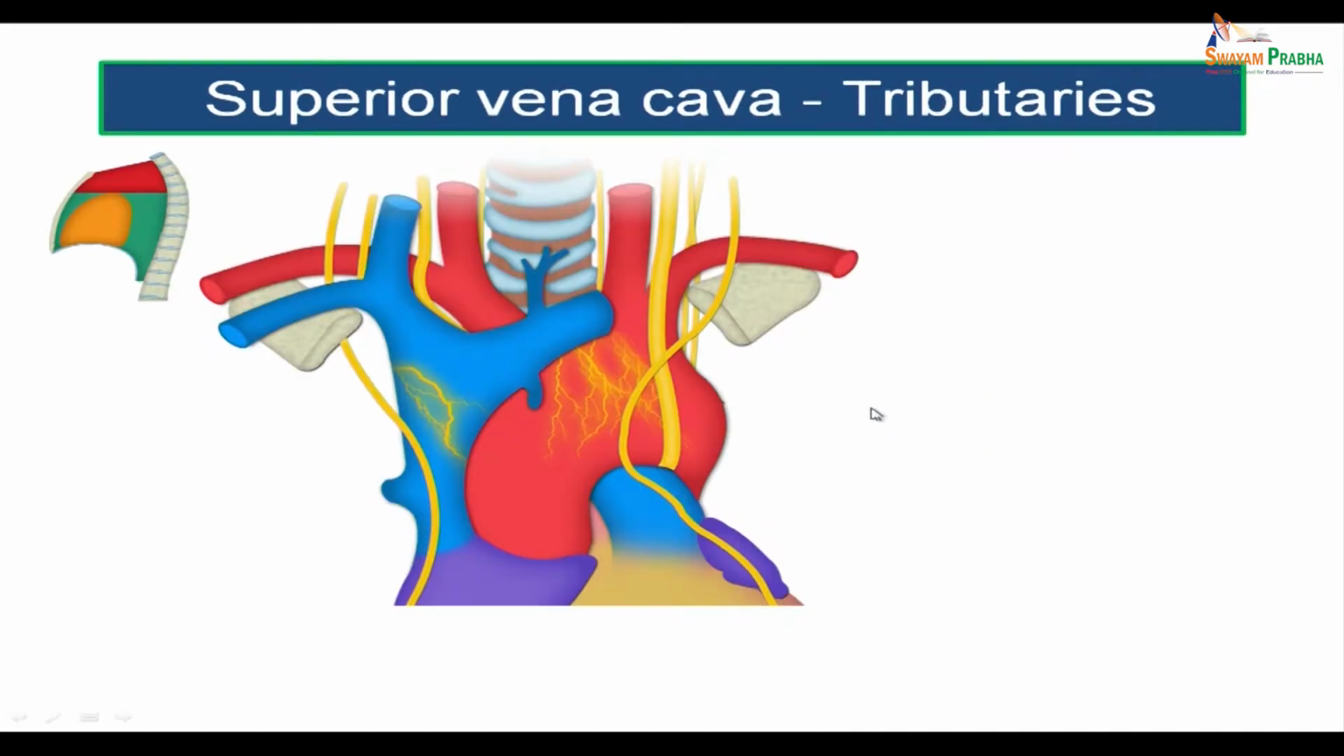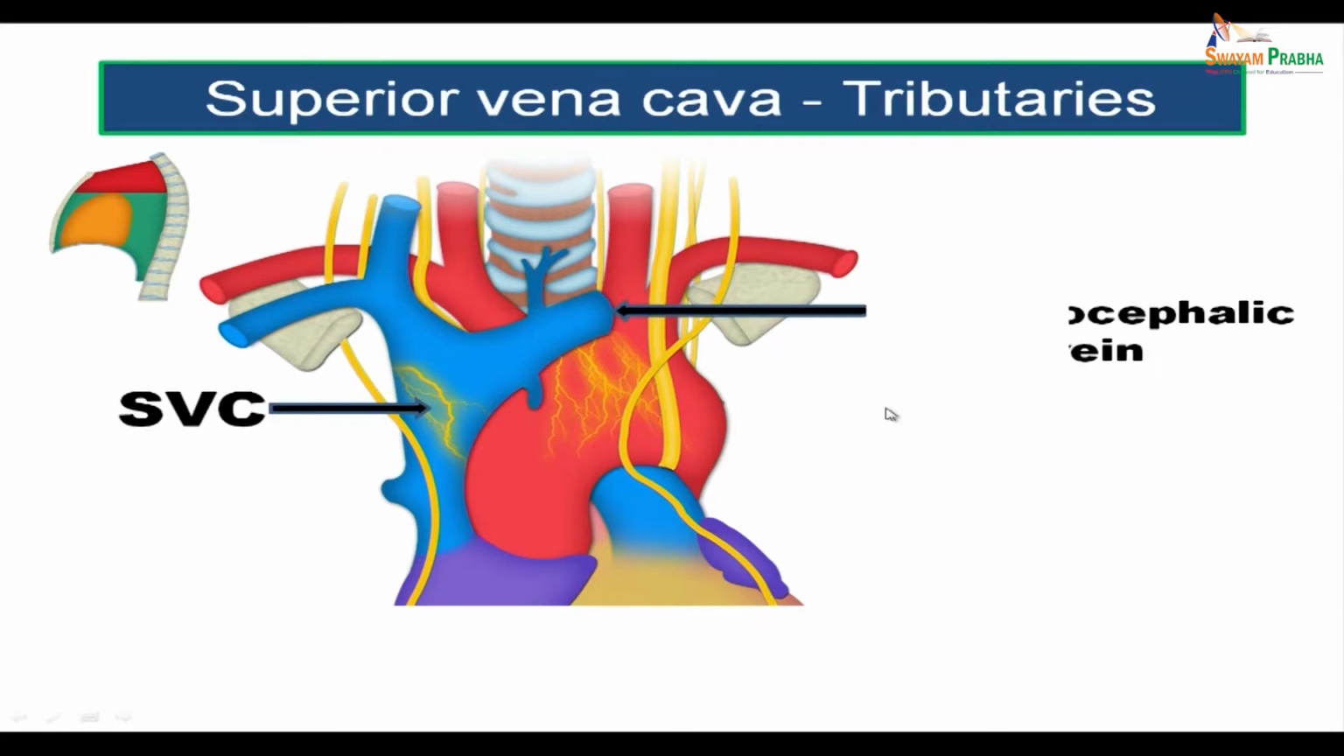Let us look at the tributaries of the superior vena cava. It has formative tributaries, that is the right and the left brachiocephalic veins. The other named tributary is the azygous vein, which ends in the superior vena cava just before it pierces the pericardium. The other veins are the small mediastinal veins, which are present in the mediastinum. And also the pericardial veins can end in the superior vena cava.